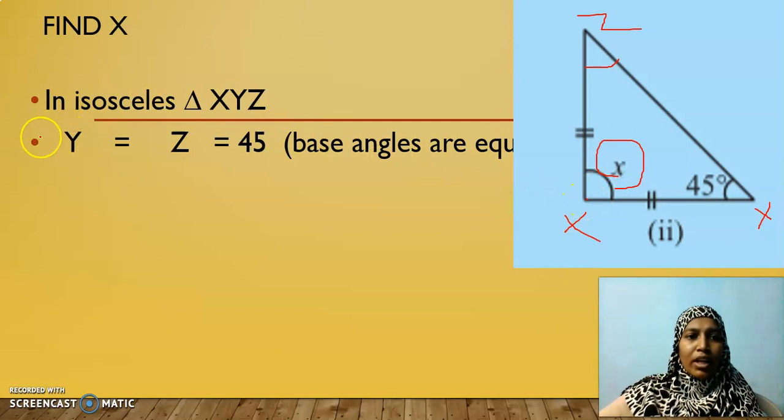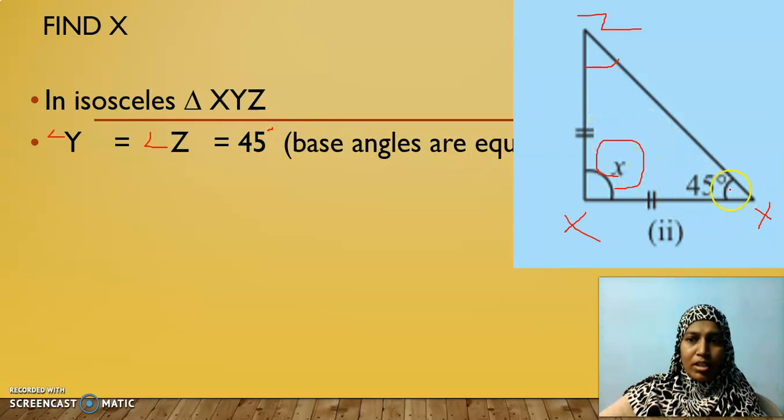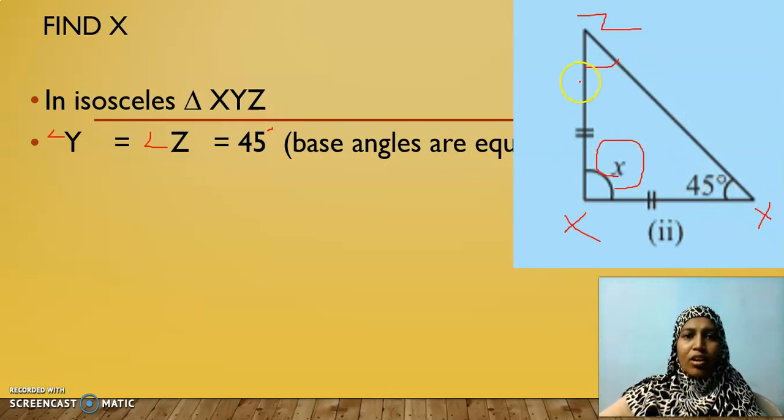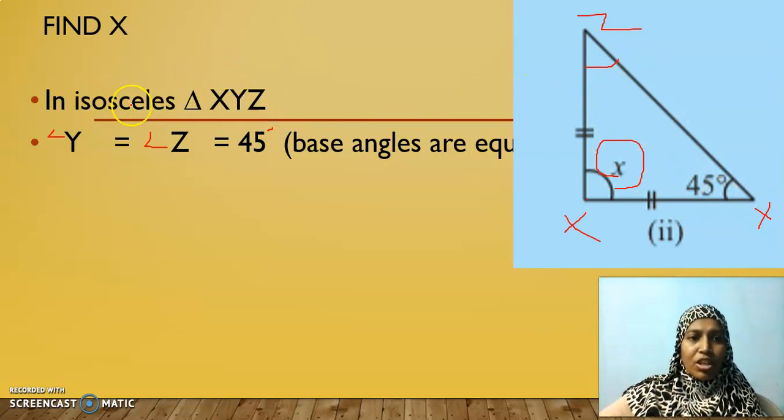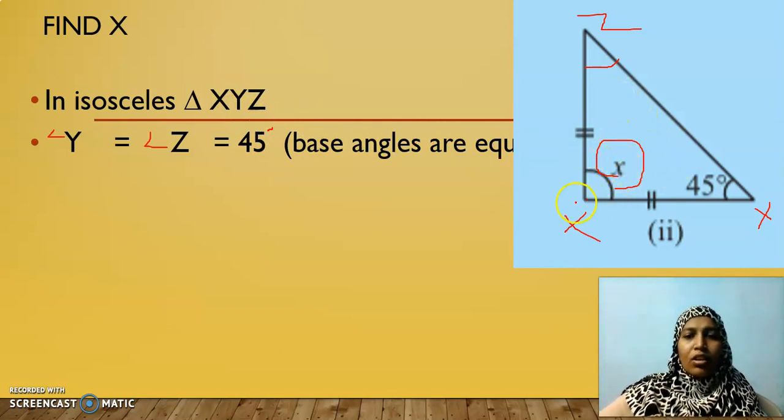So angle y is equal to angle z is equal to 45 degree because the base angles are equal. You have to state the reason why they are equal: base angles of an isosceles triangle are equal. You have to mention it is in isosceles triangle XYZ. If it is a one mark question, you don't need to write all these steps. You can just directly find it from here and write the answer. Okay, here 45 means here also 45. Like that you can write easily.